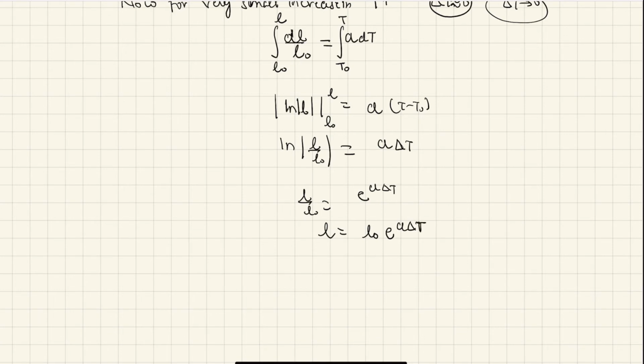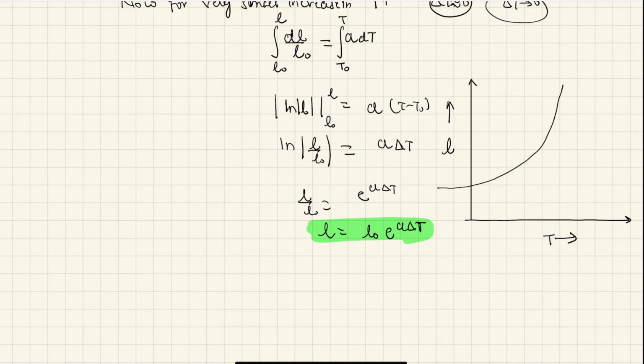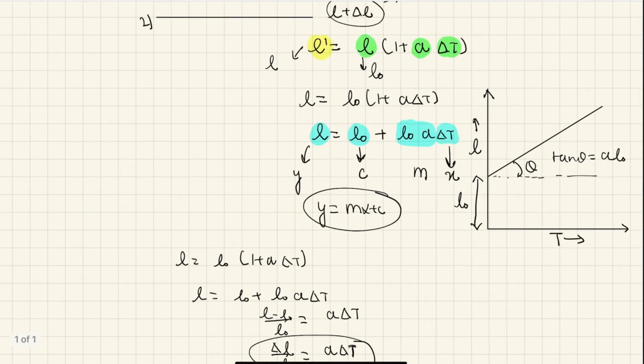Now you can see that the relation turns out to be an exponential one, right? So the graph is supposed to be something like, wait, this is L, this is your T. So your graph is supposed to be something like this thing, right? I don't know if it's the correct graph, but it is supposed to be something like this. Let me copy it.